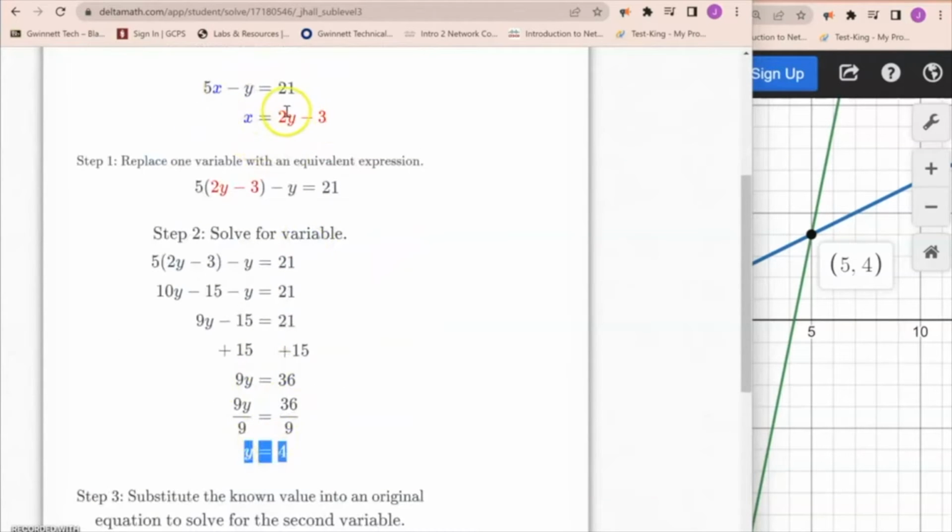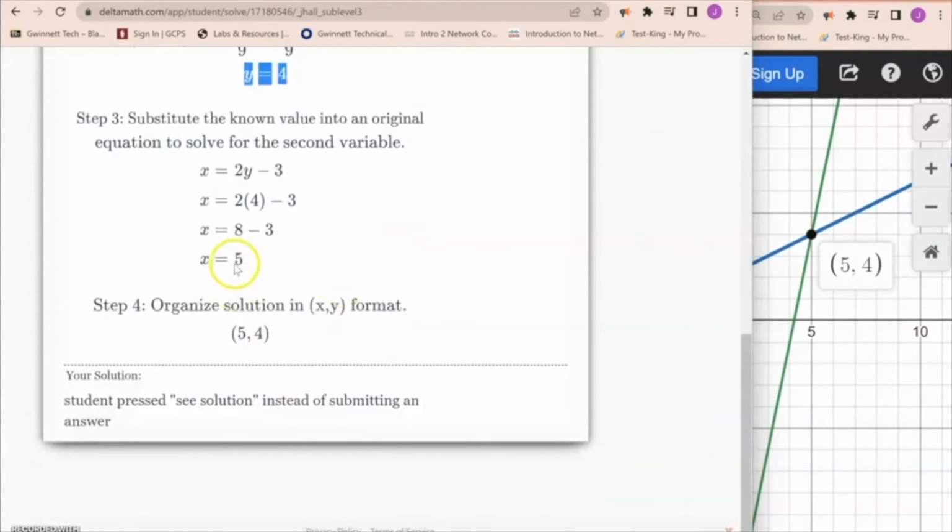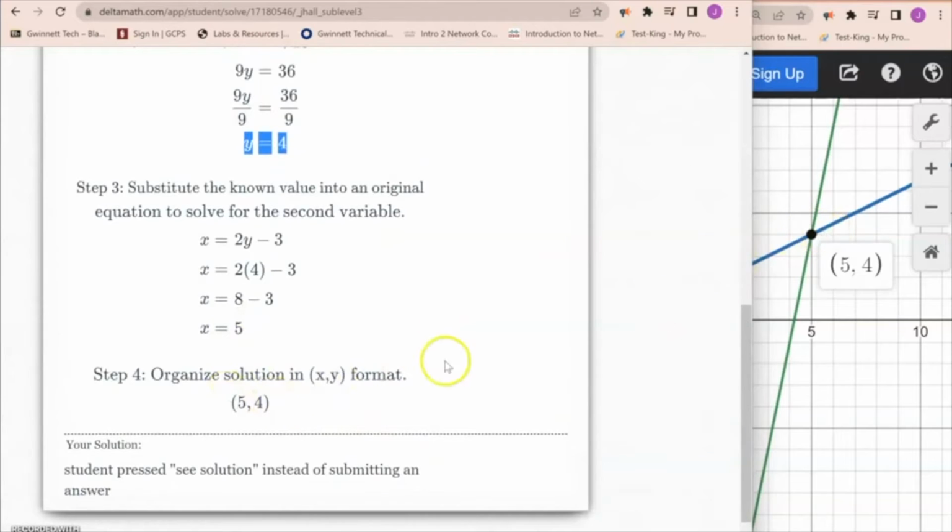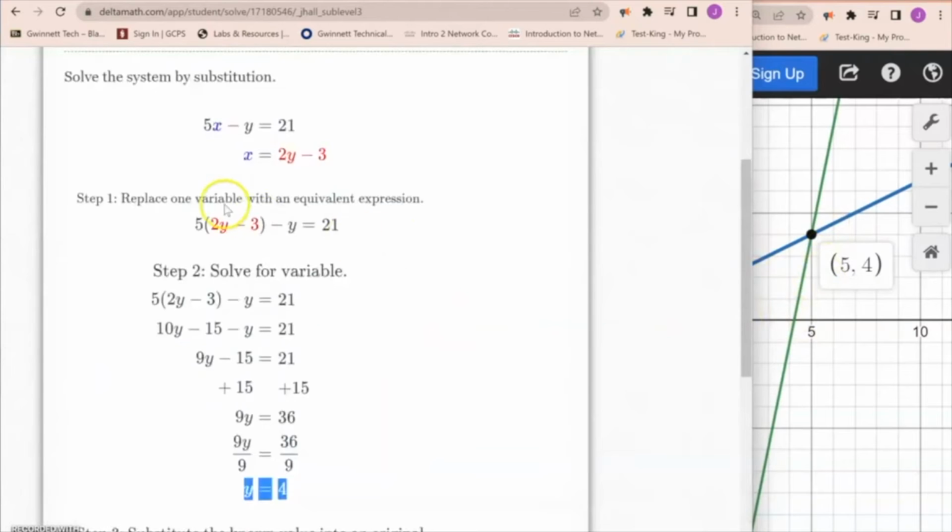Once you get y equals 4, you plug it back into whichever one looks easier. I'm going to plug it into here. 2 times 4 is 8, minus 3 is 5. You get x equals 5. Okay, so you can do it that way. You're going to get the same answer, or by graphs. So remember, by graphs, the intersections are your solutions.